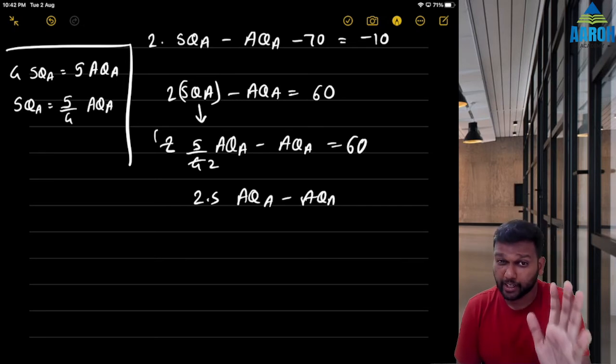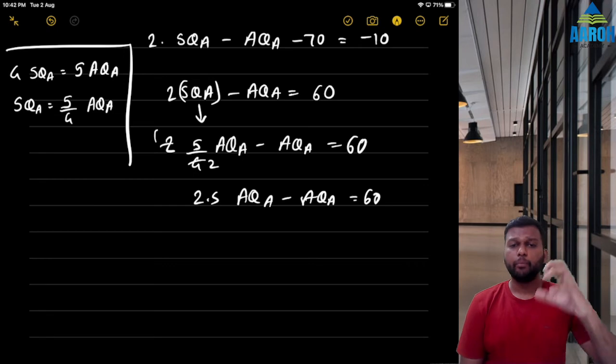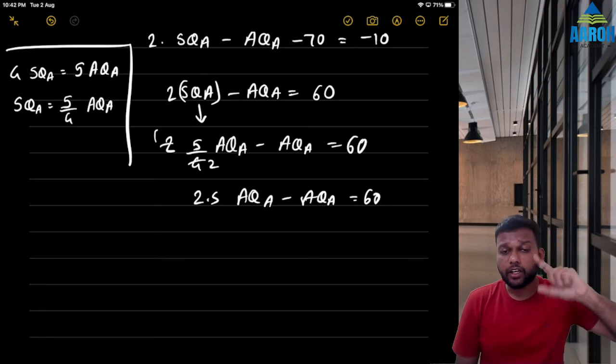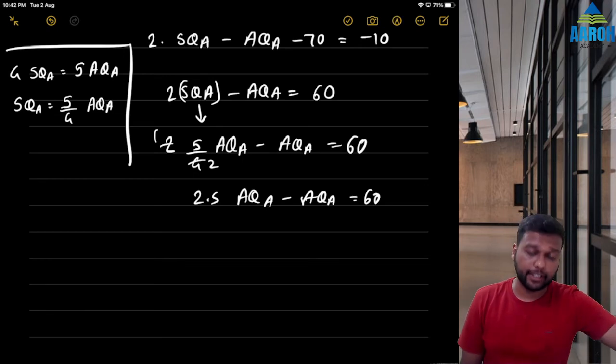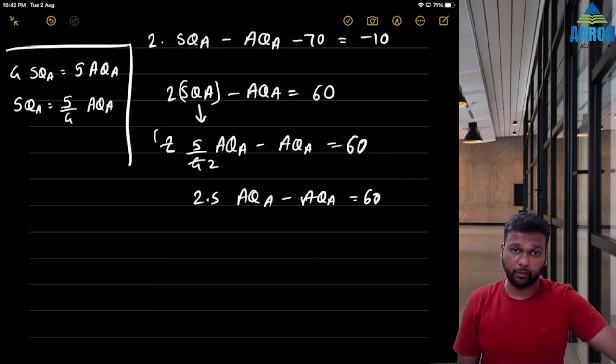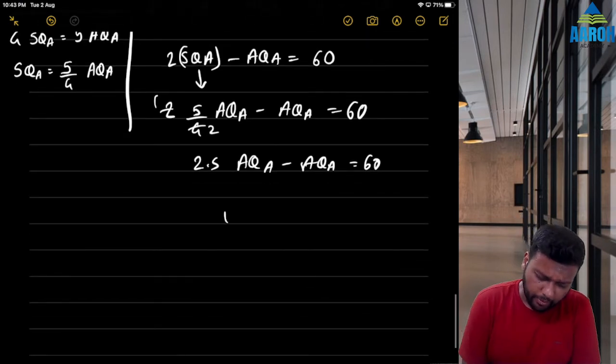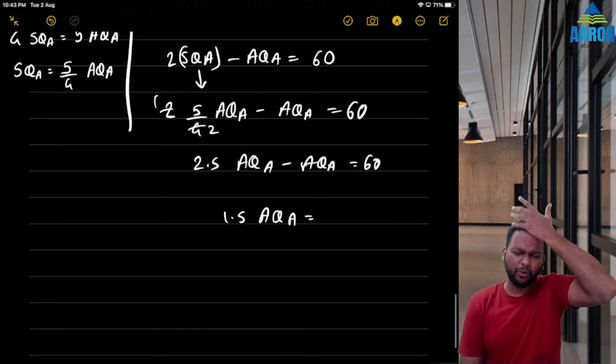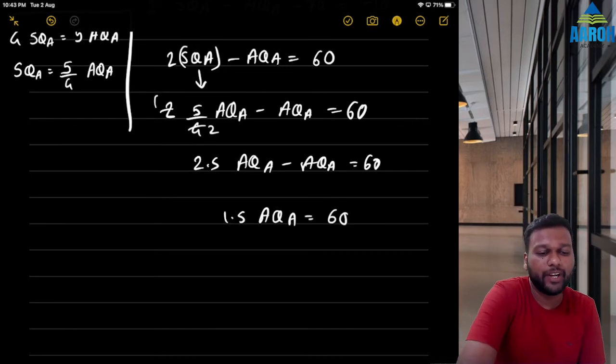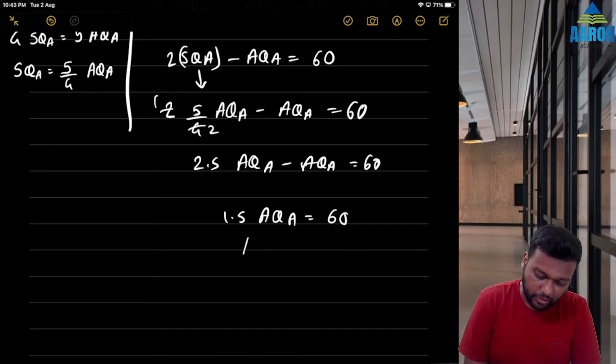I know this can get confusing, but concentrate, because understand that a question which was even more difficult than this has already come in inter exam. So this is nothing in front of that. The question was really difficult, a labor question. That means 1.5 into actual quantity is 60. I don't mean to scare you, but still you should be ready to face such questions in exam. So 60 by 1.5 is what? 40. So actual quantity of A is 40.